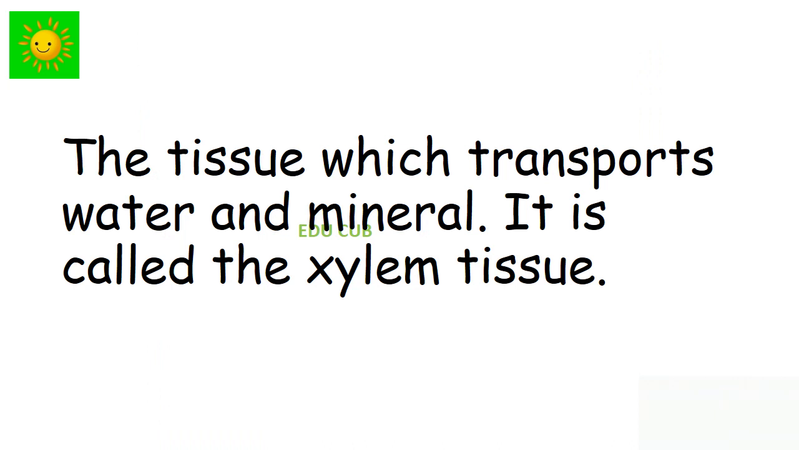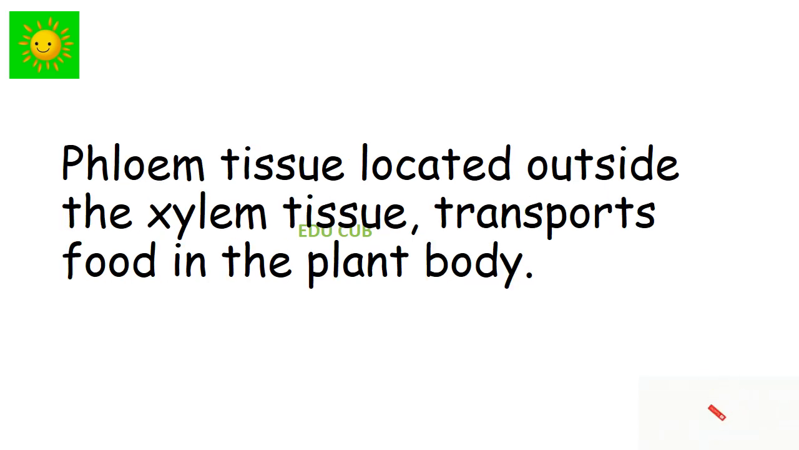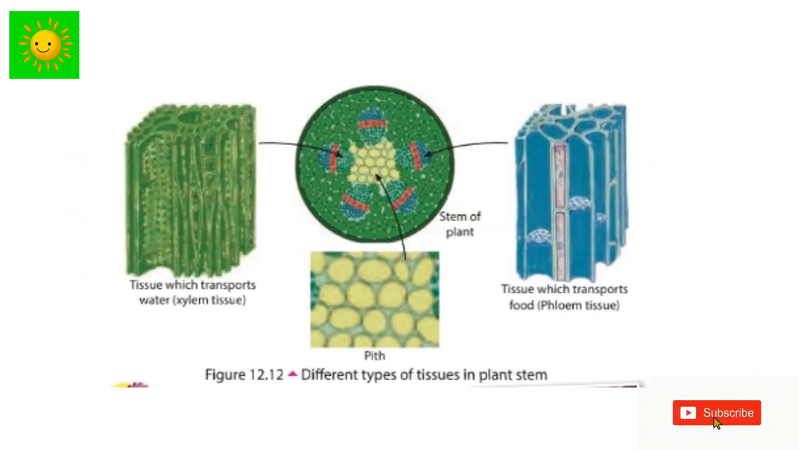The tissue which transports water and minerals is called xylem tissue. Phloem tissue, located outside the xylem tissue, transports food in the plant body. Now you can see different types of tissues in the plant stem. Tissues which transport water, that's xylem tissue. Pith. Tissues which transport food, that's phloem tissue.